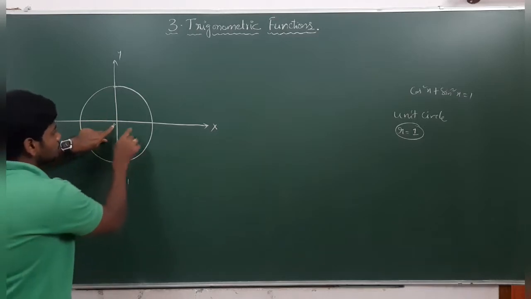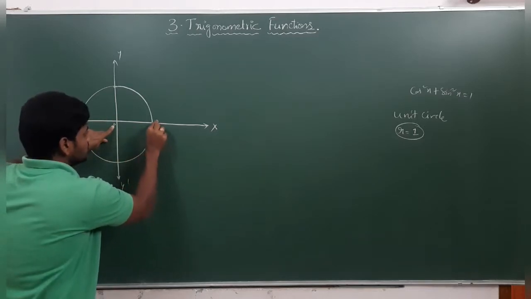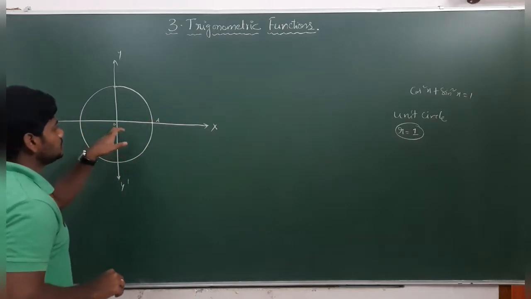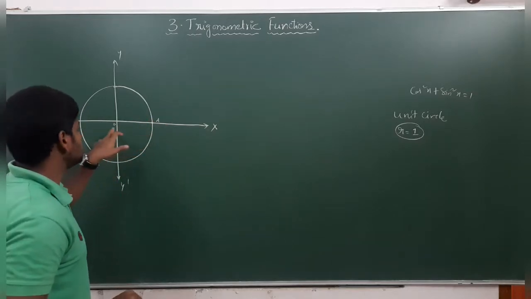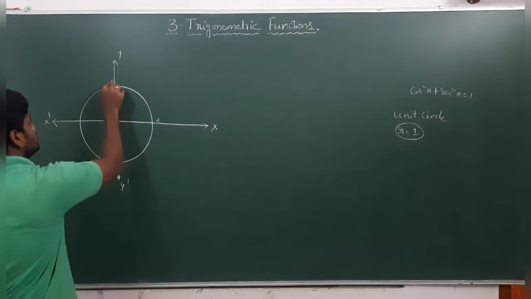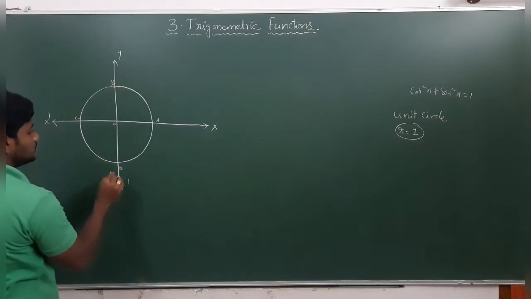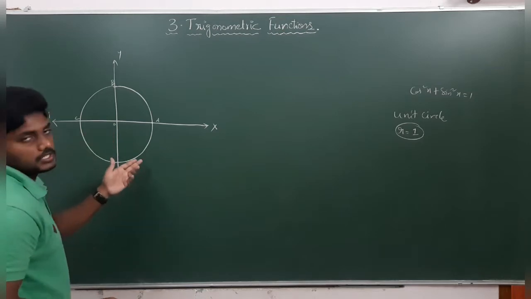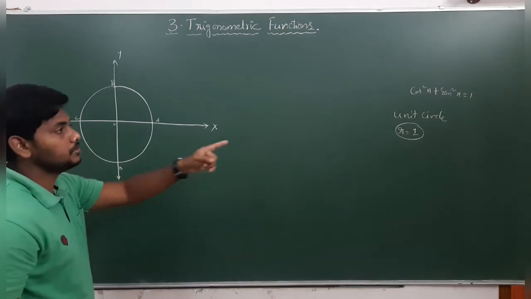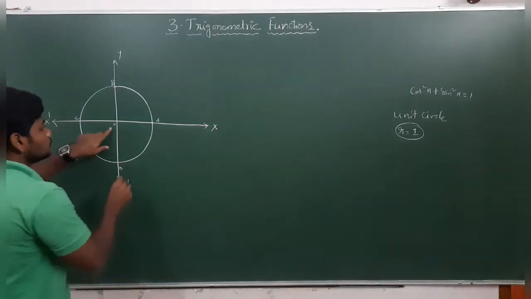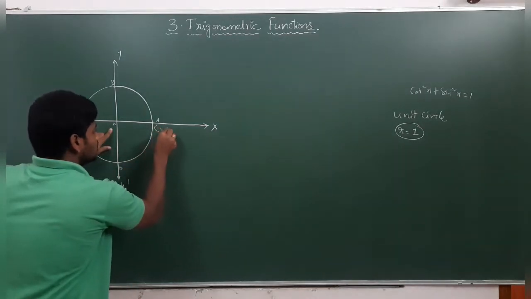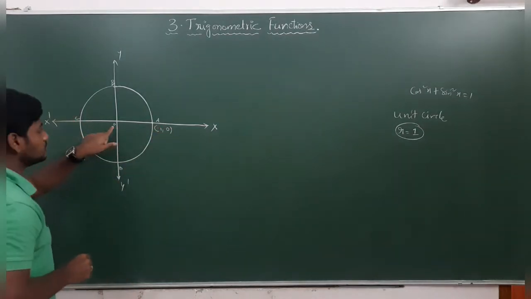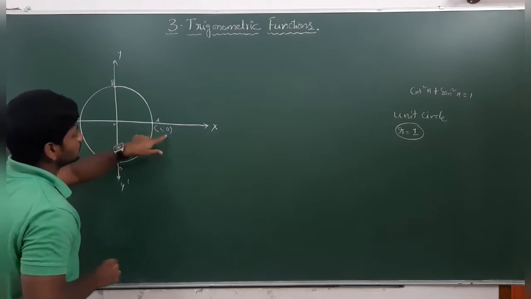From this 0 to this point, for example, if I consider it as A, what is the distance between 0 and A? Distance between 0 to A, 0 to B, 0 to C, 0 to D, or if I consider any point here like E, the distance from 0 to that point is always 1. Why? Because it is a unit circle. So I will write this point as 1, 0. Right or not? X value is 1, Y value is 0.